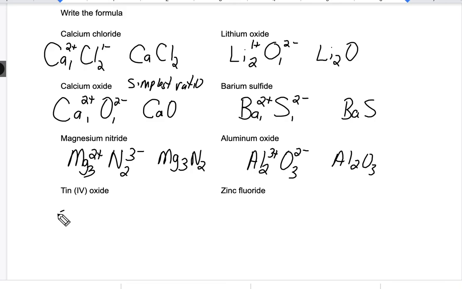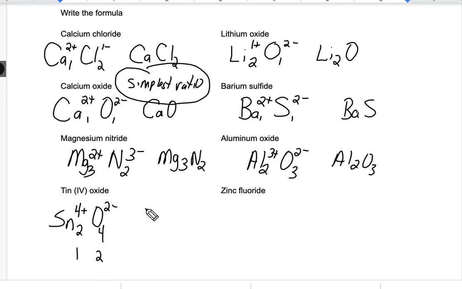Okay, tin 4 oxide is kind of a tricky one. So you go tin 4 and it's 4 positive. Oxide is 2 negative. Now, you can crisscross these, a 2 and a 4, but remember what I said last time, that these have to be written in the simplest ratio. And 2 to 4 is not the simplest ratio. 2 to 4 can be reduced to 1 to 2. It's just a simpler ratio. So then you write it in the simplest whole number ratio, SnO2. Notice I didn't write the 1 there. You omit the 1s.